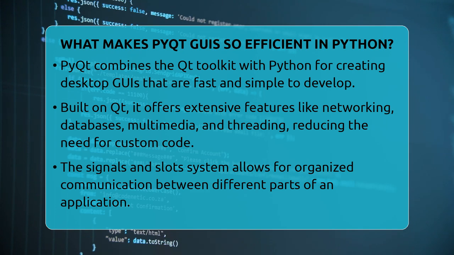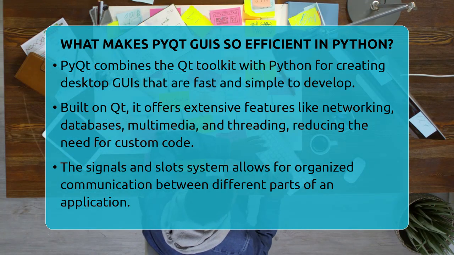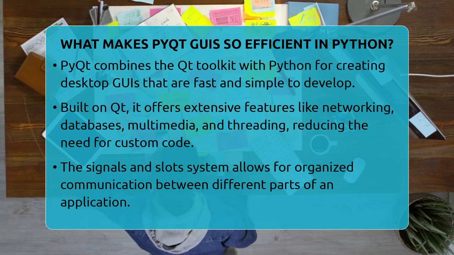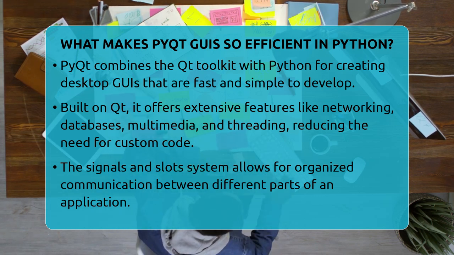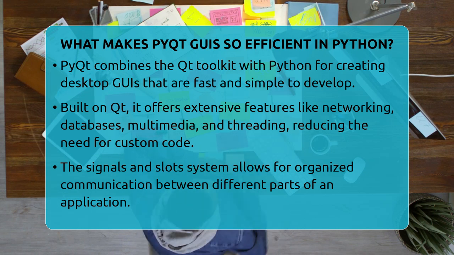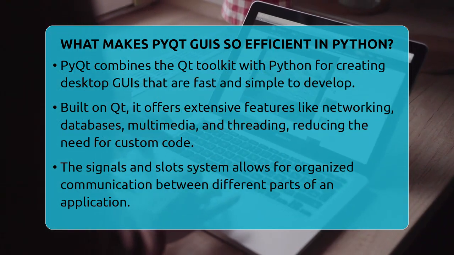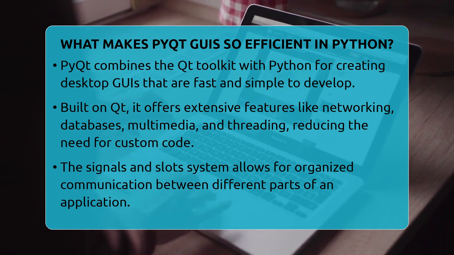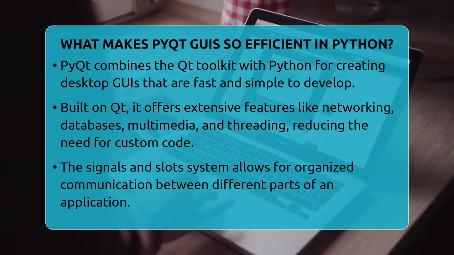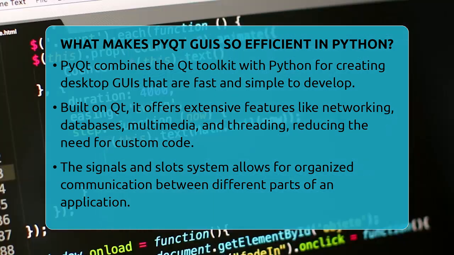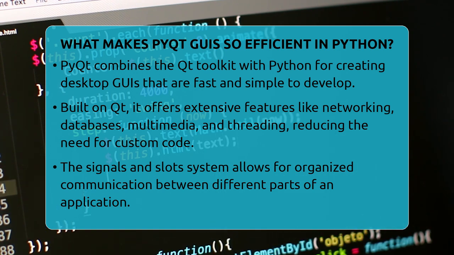PyQt is built on top of Qt, a mature framework that has been refined over many years. Qt offers a wide range of features beyond just buttons and windows. It includes support for networking, databases, images, multimedia, and threading. This means when you use PyQt, you're not just working with basic widgets. You're accessing a full ecosystem that handles many complex tasks behind the scenes. This saves you time and effort because you don't need to write custom code for common functions. Instead, you use pre-made, optimized components.